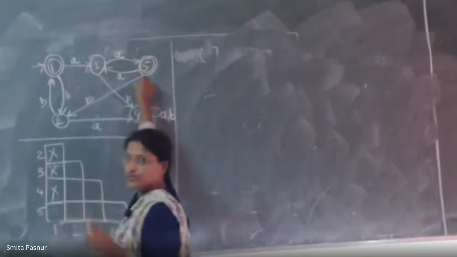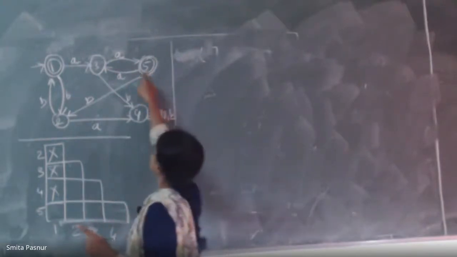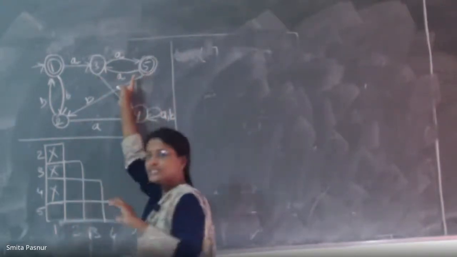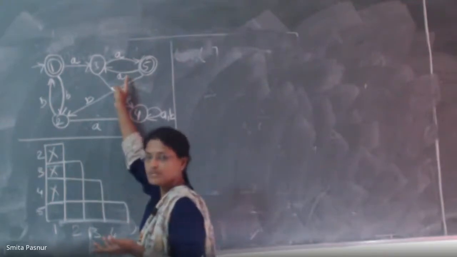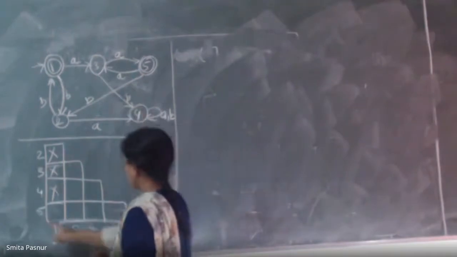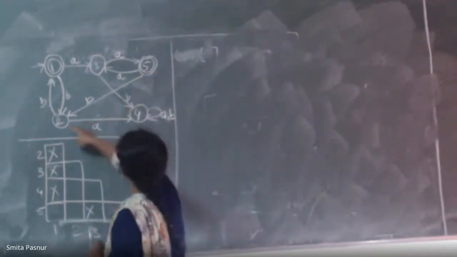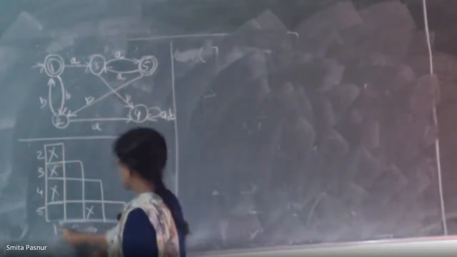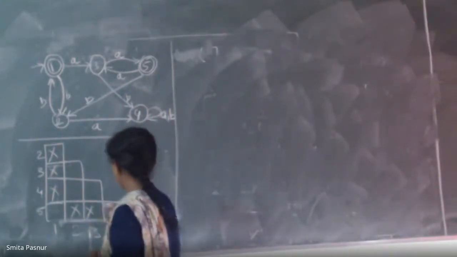Now again one final state is there, 5. So again do the pairing with 5, that is 5 with 3. You can say 3 comma 5 or 5 comma 3, it is one and the same. So 3, 5 is marked, then 2, 5, then 5, 4.